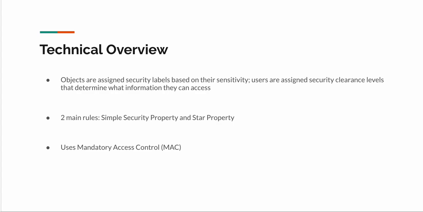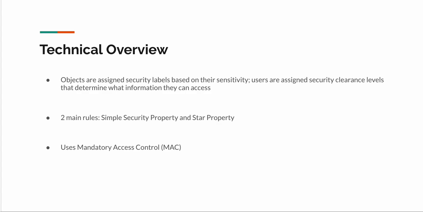So this star property rule essentially tries to avoid that problem by not allowing security levels to write down to lower levels. So the simple security property rule is called the no read up rule, and star property is called the no write down rule. And finally, the Bell-LaPadula model uses what's called mandatory access control.